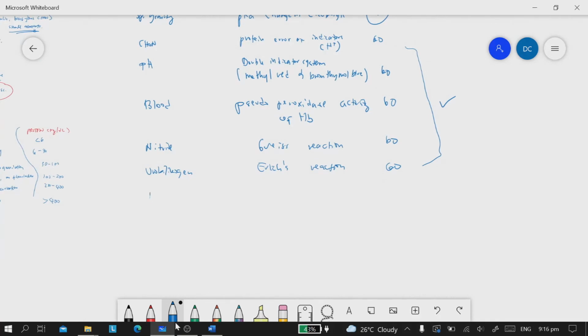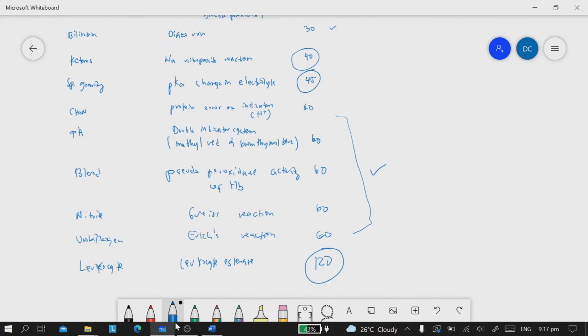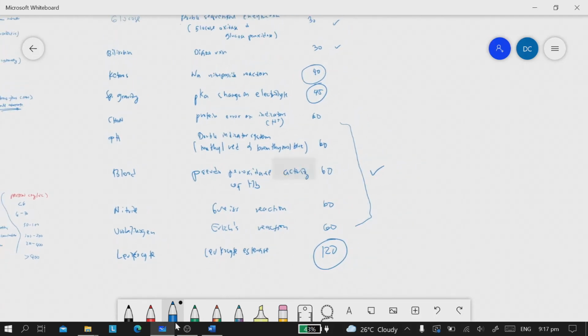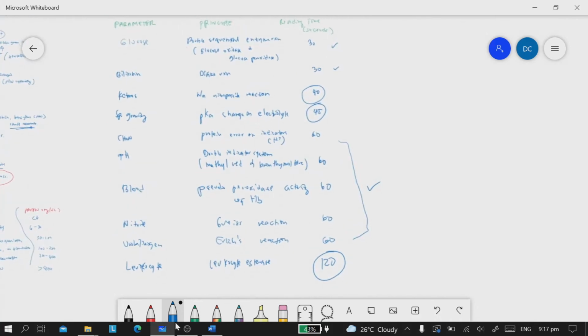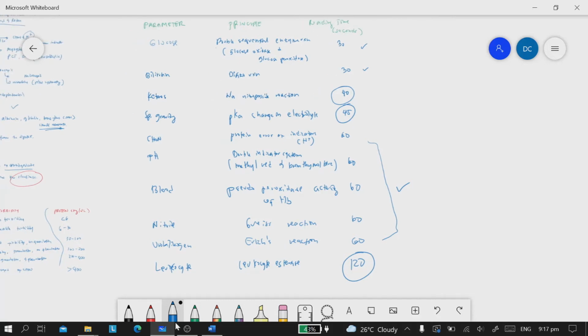Then, lastly, will be your leukocyte. Then the principle is your leukocyte esterase. So this has the longest reading time, which is 120 seconds. So as you have seen, naka-arrange siya from lowest to highest para dali siya i-memorize. So, glucose and bilirubin, 30, then 40, 45, then 5 ka 60, and lastly will be your 120, nga dili jud malimtan, which is your leukocyte esterase.